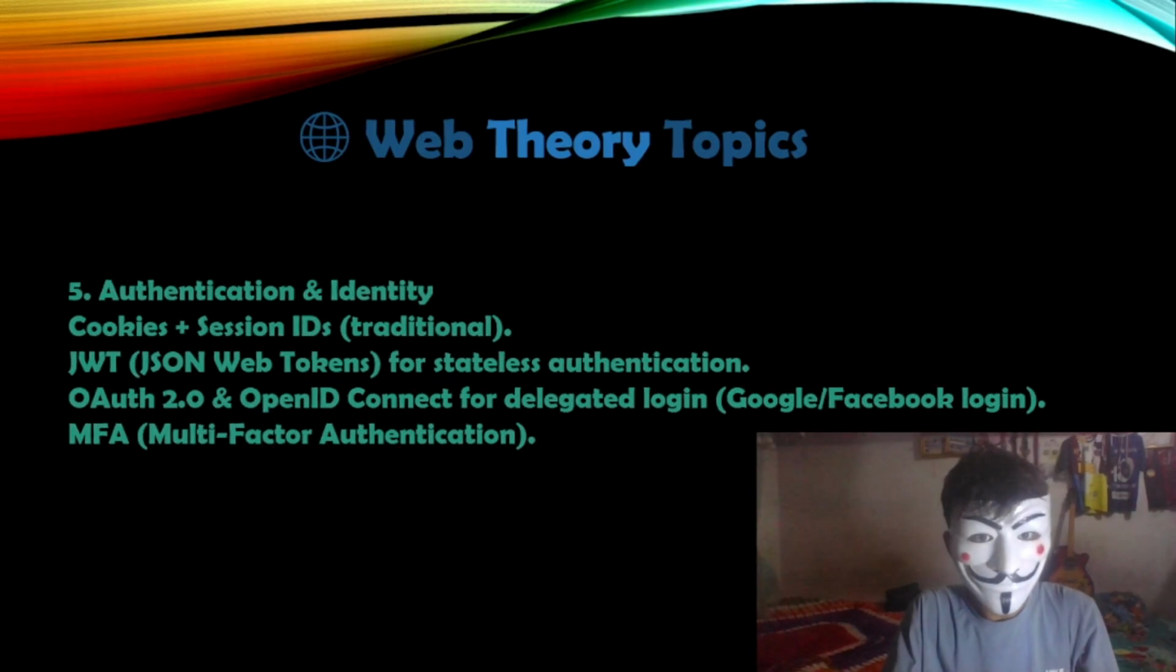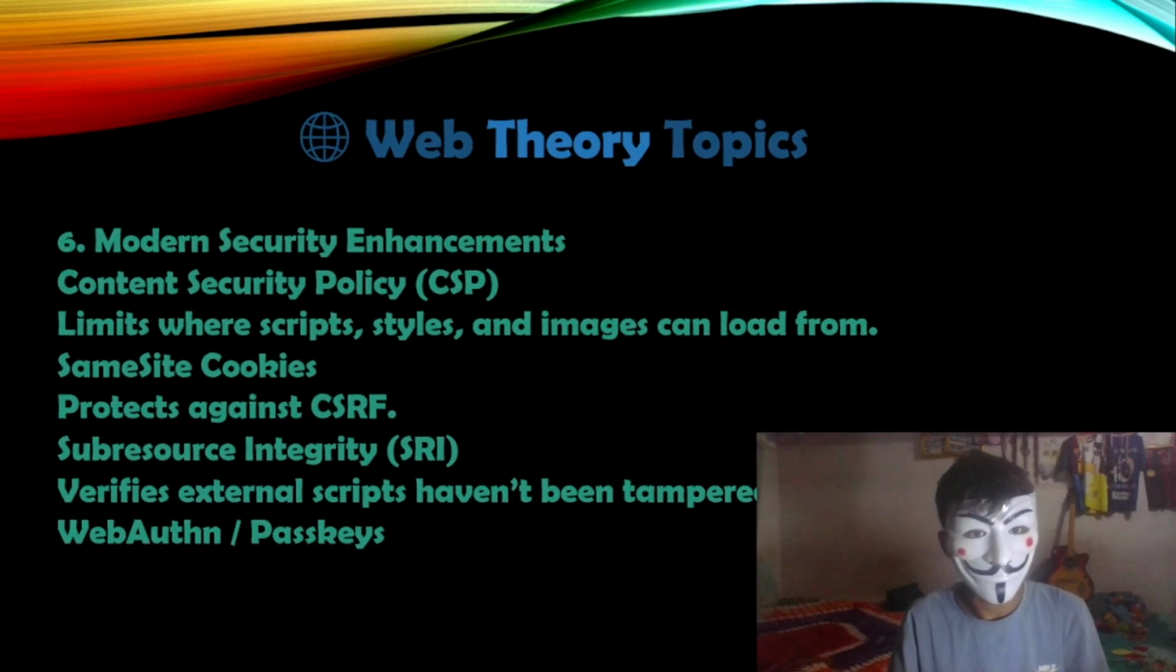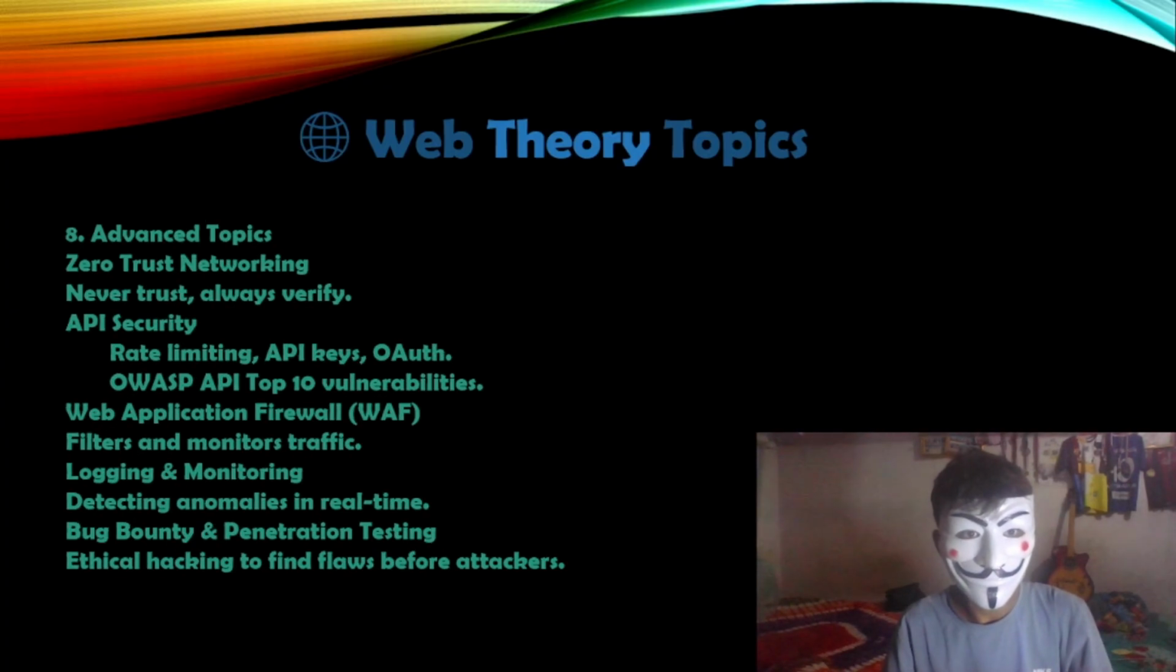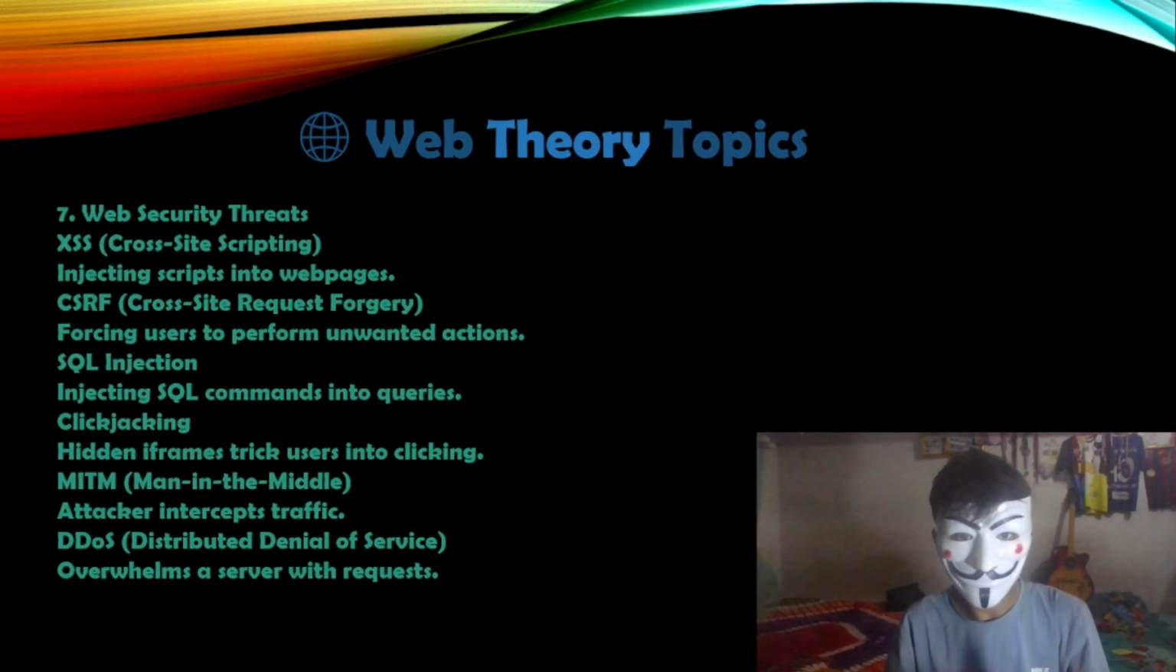And we have another topic, authentication and identity, like cookies, session ID, JWT, what is JWT, etc. And OAuth 2.0, OpenID, MFA, multi-factor authentication. And in number 6 we have modern security enhancements, like content security policy, limiting where scripts, styles, and images can load from, and SameSite cookies. We have web security threats, like all the attacks like XSS, SQL injection, DDoS, man-in-the-middle attack. You need to also know about these attacks and how you can secure your website from them.